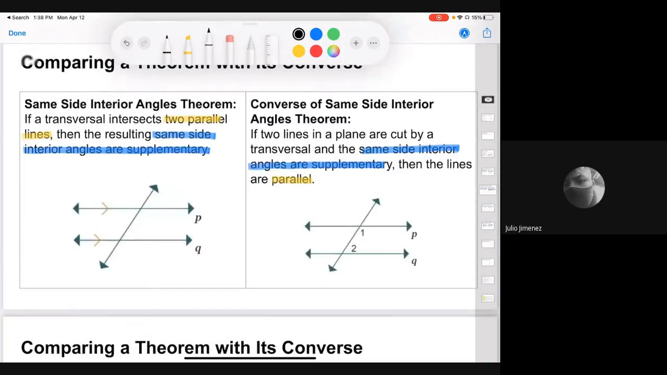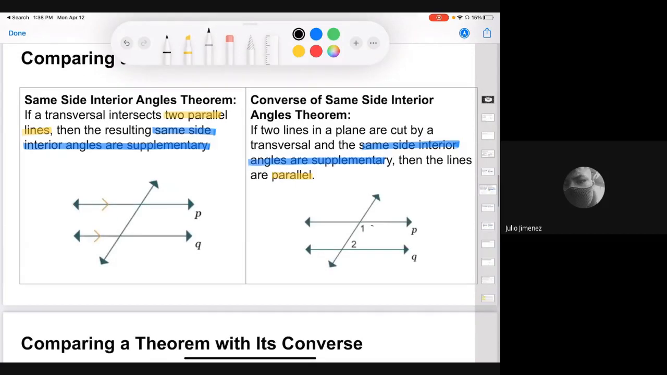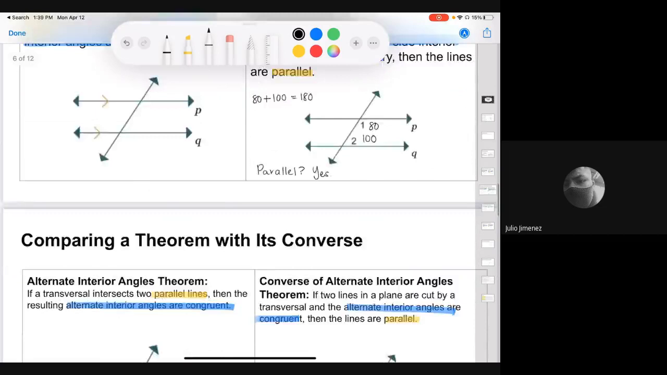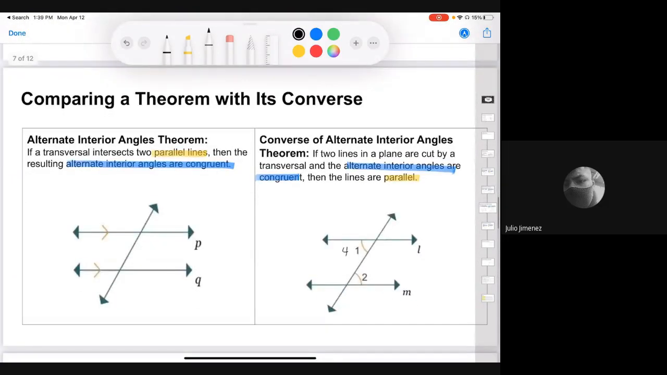Same thing here. If I'm told that 1 is equal to 80 and 100 is equal to 20, and I know that these are same side interior angles that are supplementary, because 80 plus 100 is equal to 180. And then I'm asked, based on that relationship, are these two lines parallel? What I'd be able to say is yes, according to the converse of the same side interior angles theorem. Same thing here. If I know this is 40 and this is 40, and I know that they're alternate interior angles, and then I'm asked, are they parallel? Based on that, what I'm able to say is yes.